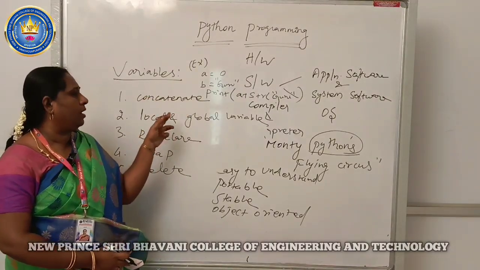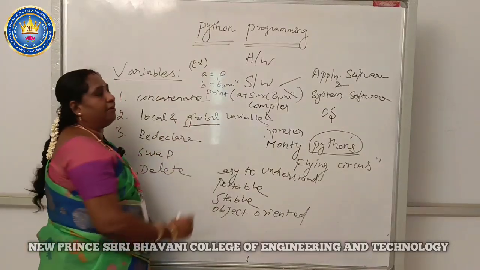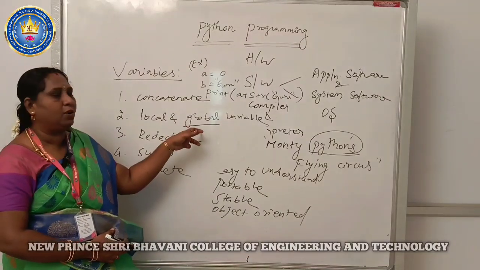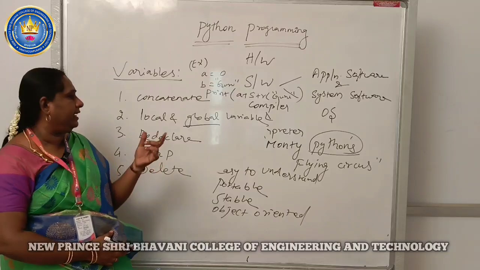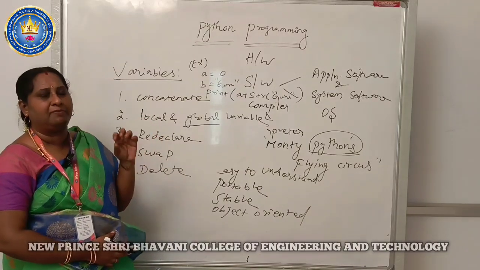Second one is local and global variable. So we need to use the keyword global. For the entire program, the variable value will be set. That is called a global variable. In other words, in a particular function, we need a local variable. So the value of the variable will exist during the function only.